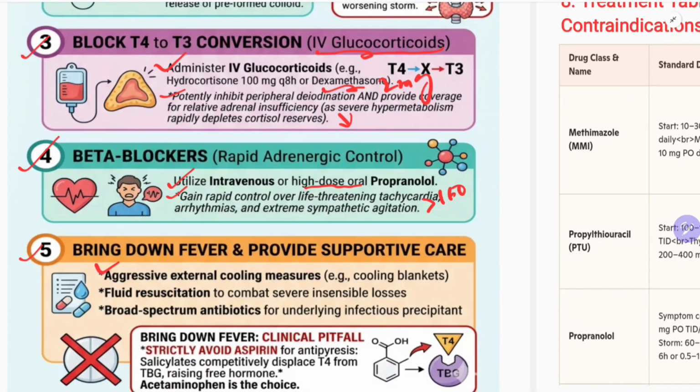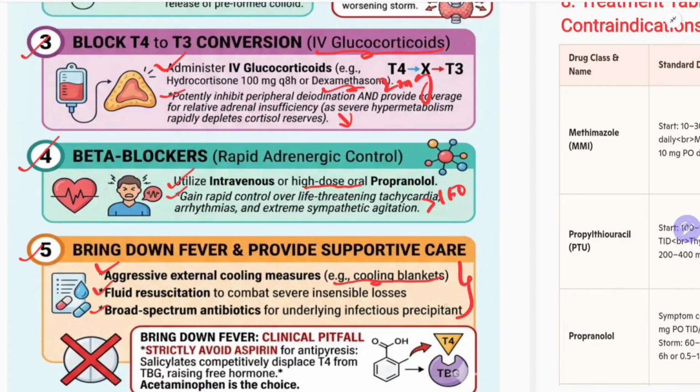Aggressive external cooling measures. So in hypothyroidism, passive heating was the thing. Here you can give active cooling, like cooling blankets. And because there will be fluid loss, give fluid resuscitation to combat severe insensible losses, and broad spectrum antibiotics for the underlying infectious precipitant. So bring down the fever and provide supportive care.